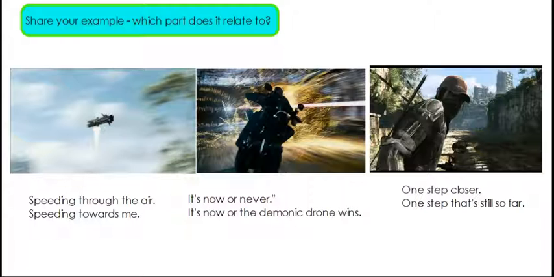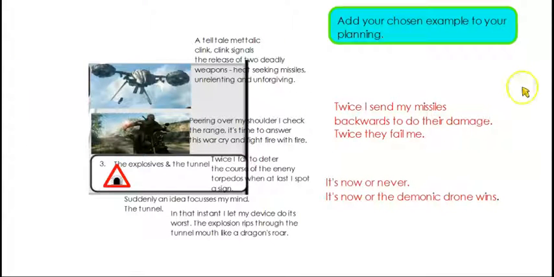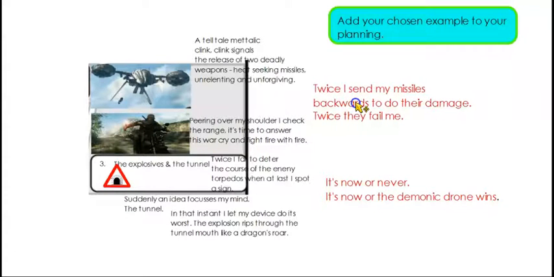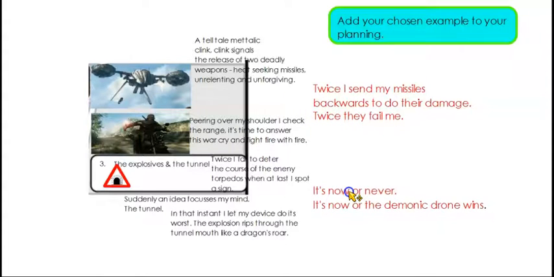Decide upon your example of repetition for effect now and take a moment to do that. And when you have, it's time to add it onto your plan. So I'm going to show you how I've done that now. I'm just looking at this third section of my planning, so I've got it back here in front of me. This is the explosives and the tunnel section. I'm adding my chosen example. So I think I might add, twice I send my missiles backwards to do their damage. Twice they fail me. It's now or never. It's now or the demonic drone wins.